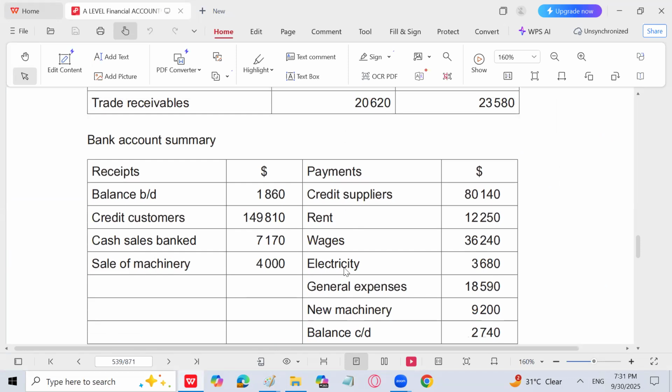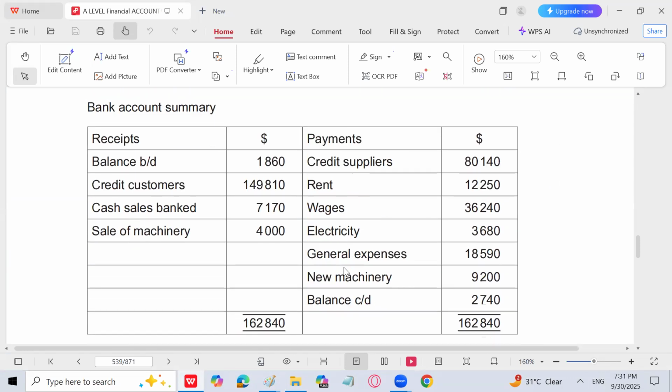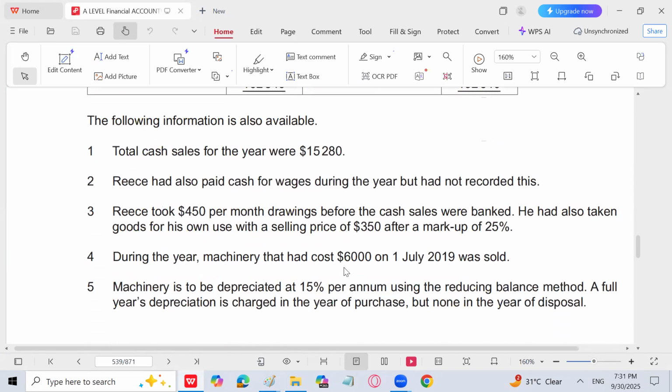So now let's talk about the goods drawing. The cash account we have already prepared. Goods drawing is given in the question, and that basically tells us the goods for own use have a selling price of 350 after a markup of 25%. Markup cannot be calculated on the sale price, so I have to convert markup into margin. That is 25 over 100 plus 25. 350 into 25 divided by 125. We will get the profit, whatever is there in the goods drawing, which is given at a selling price of 350.